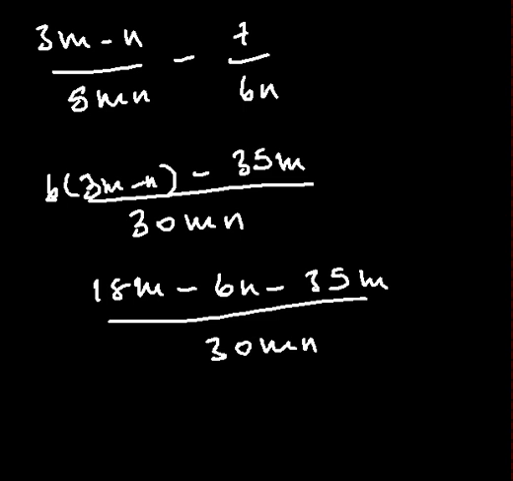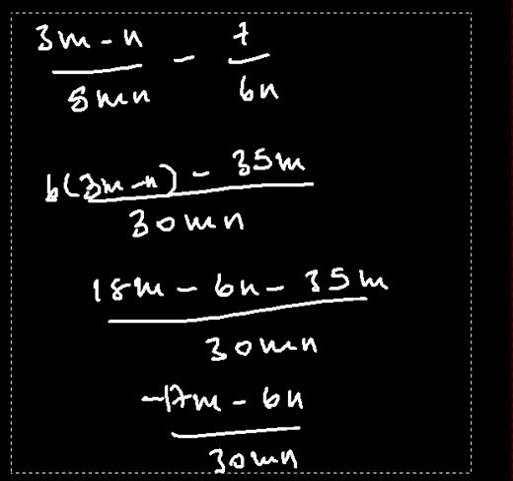Then we need to combine the like terms, that is this and that. How do you think you can do it there? We have 18 minus 35, which gives negative 17. So we have (-17m - 6n) divided by 30mn. So that is it. And what if we have this case? Let's see how we can work it out.